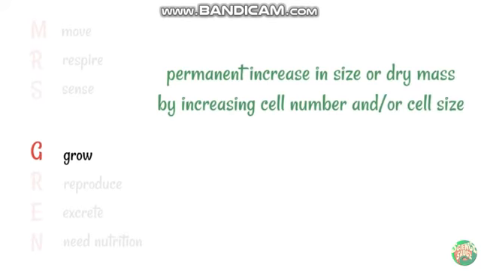All living things can grow, and this is the permanent increase in size or dry mass by increasing cell number and/or cell size. And this definition distinguishes it from, for example, putting weight on, which is a kind of growing, but not in the sense of the characteristics of living organisms.